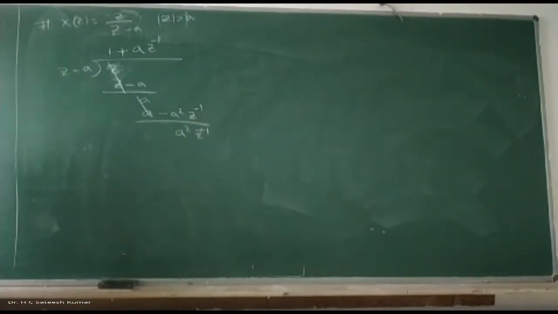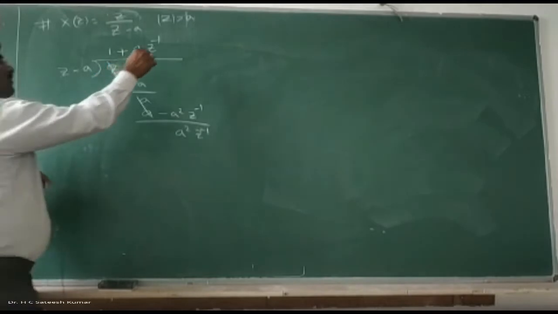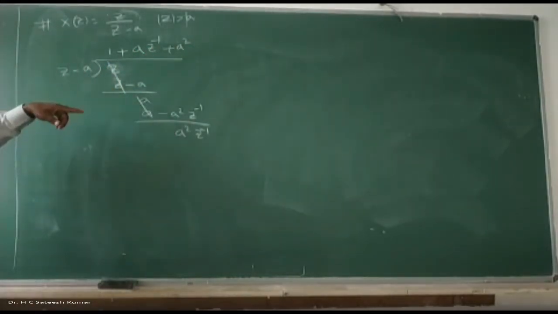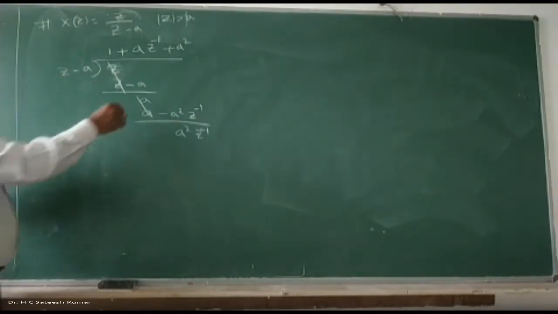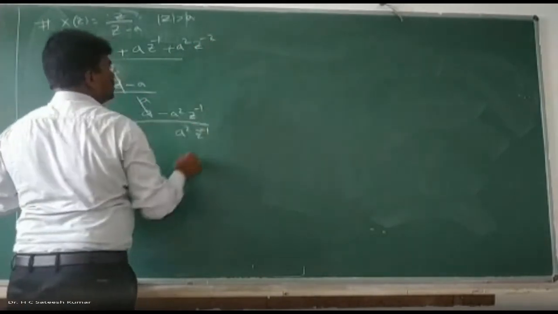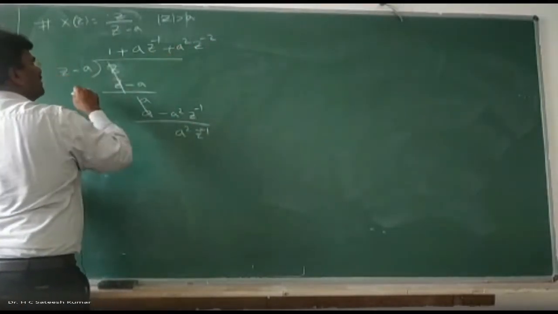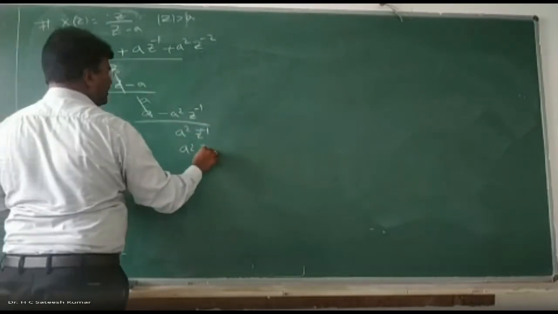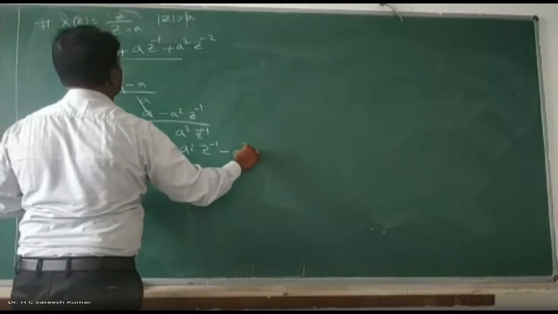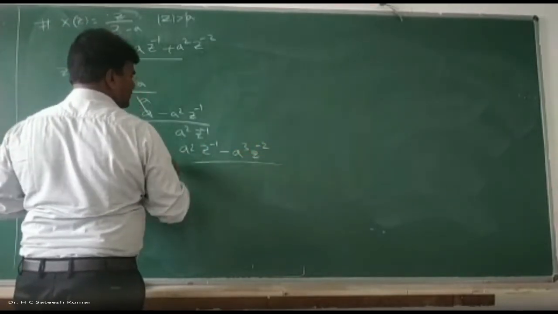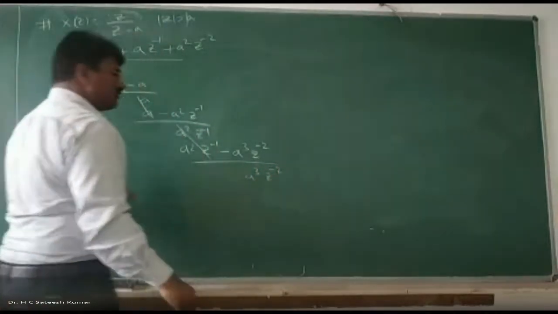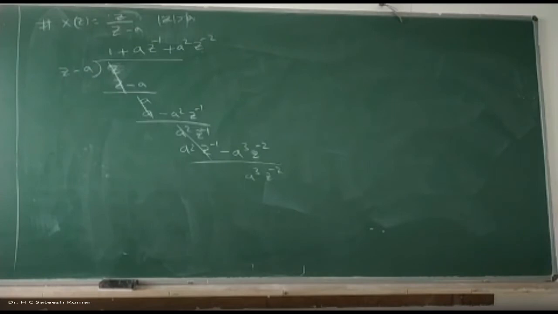Now, if you want to get a square, I should multiply by a square. I want to cancel out this z and get z to the power of minus 1. After multiplying with z, you should multiply with z to the power of minus 2. So what will you get? a square into a square, z to the power of minus 2 into z means z to the power of minus 1, minus a cube into z to the power of minus 2. This gets cancelled. a cube into z to the power of minus 2.